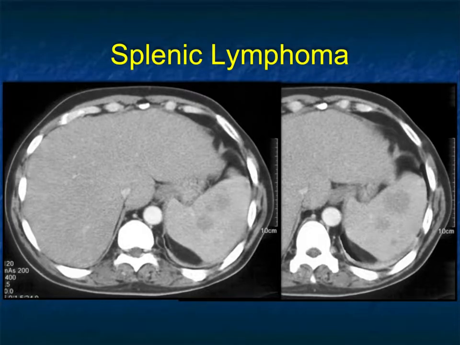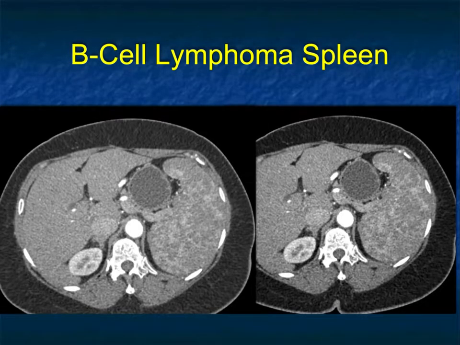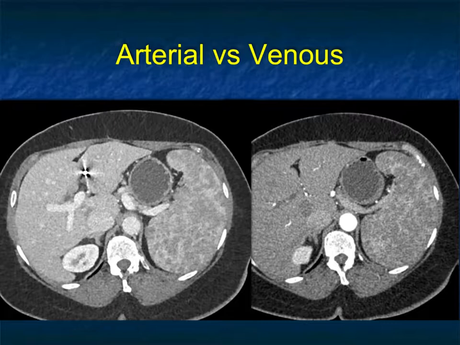The thing about this case, could this be mets? The answer is yes. But when you see this appearance, you've got to be thinking about an underlying process such as lymphoma. Here's another example. This is B-cell lymphoma, but look at the infiltration of the enlarged spleen. It's kind of like the whole spleen is infiltrated by something. Could it be amyloid, Gaucher's disease, myeloma?